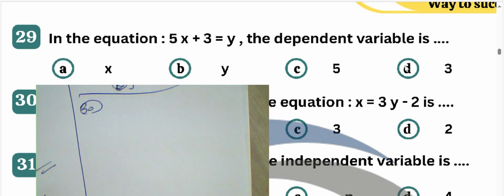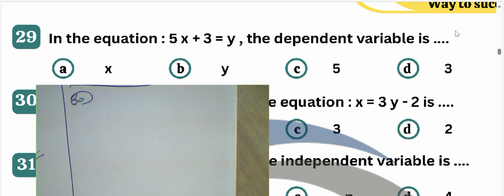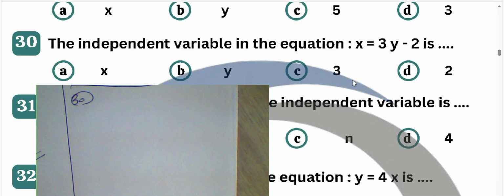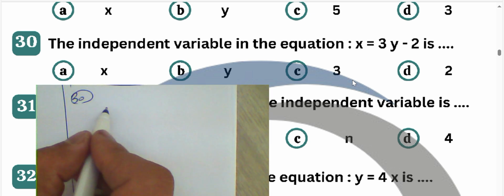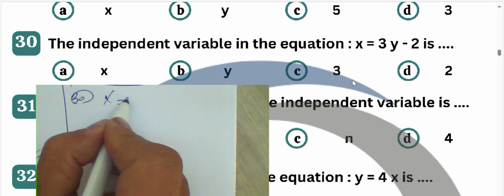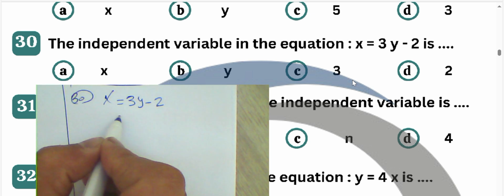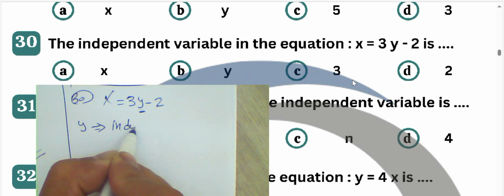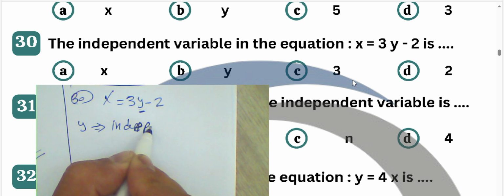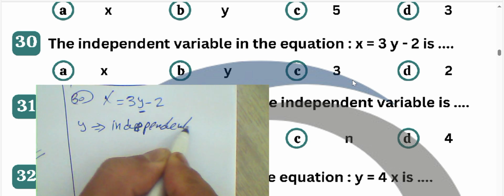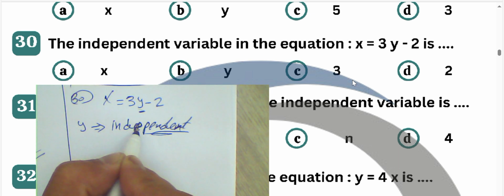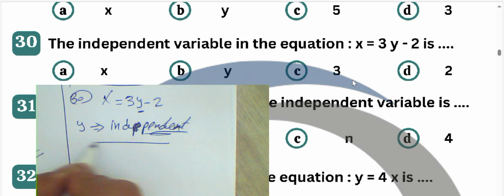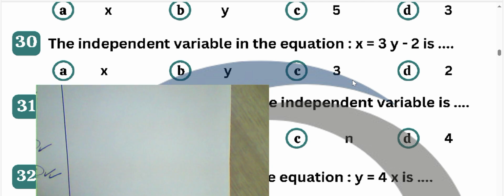Question 30. If x equals 3y minus 2, the independent variable here will be y. Y, we call it independent. Next question.